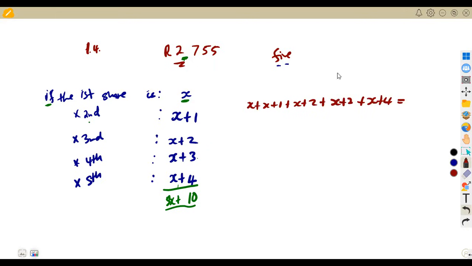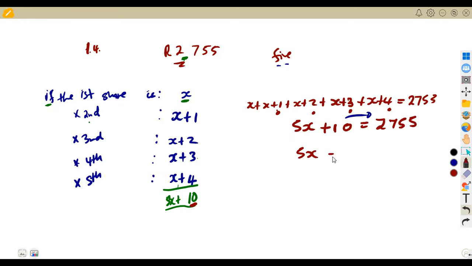You form an equation equal to 2755. But it is still the same thing. If you add these x's together, they give us 5x. If you add these numbers, 1 plus 2 plus 3 plus 4, you obtain the 10 that we got. So it simply means 5x plus 10 is equal to 2755. To find x, simply transpose the 10 to the other side, and it becomes negative. So 5x gives us 2745. Then we divide by 5, so x gives us 549.